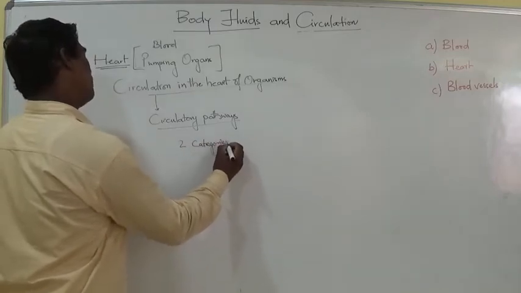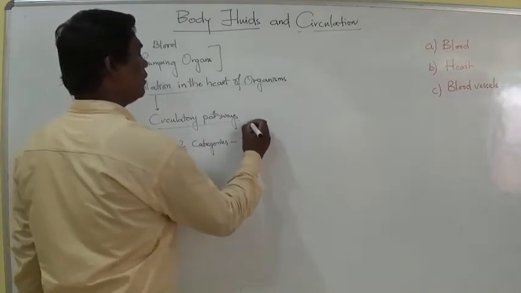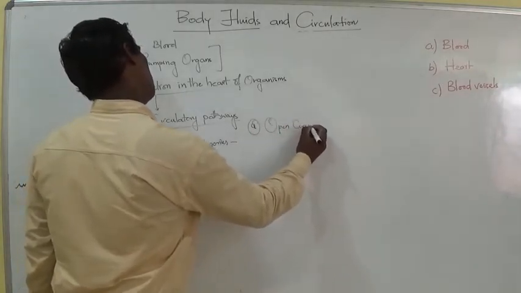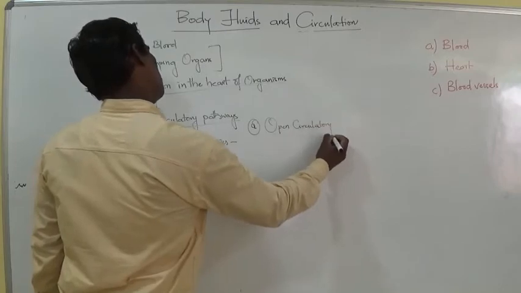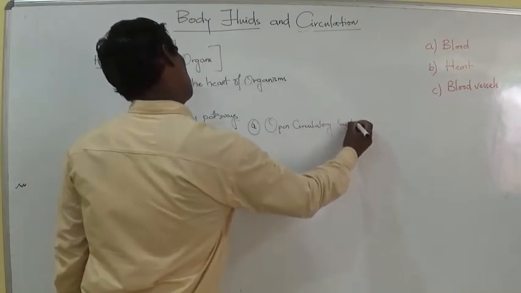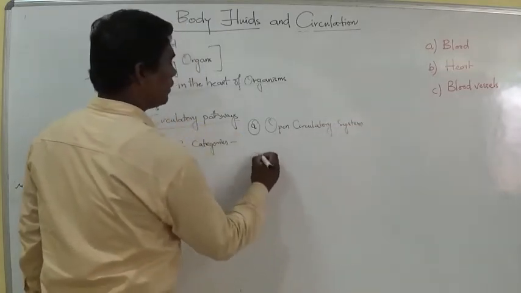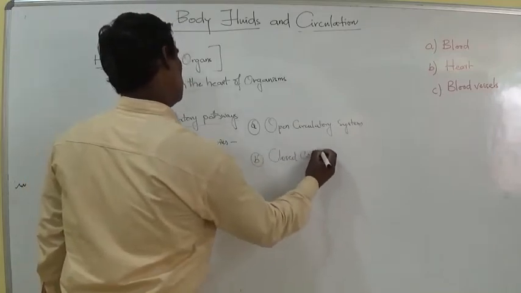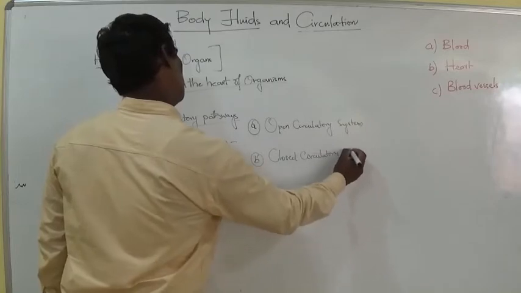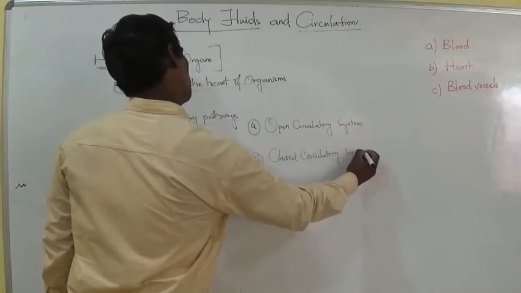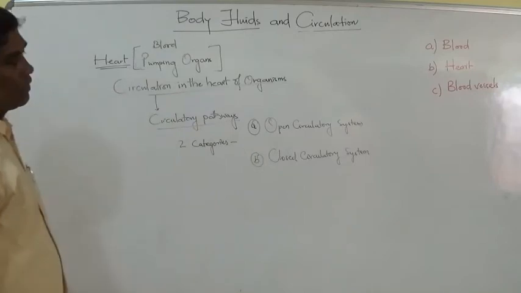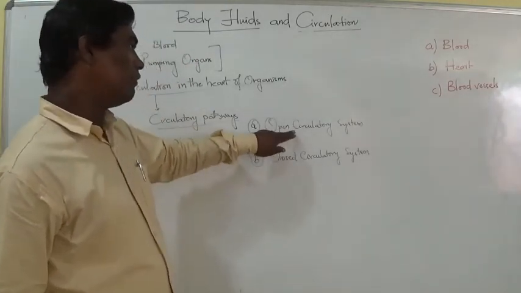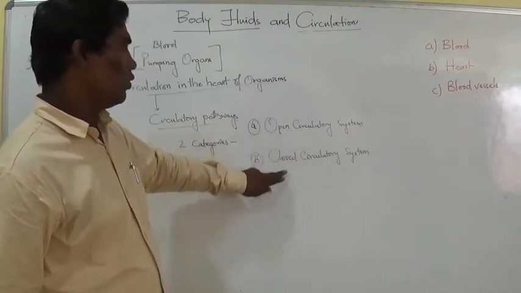of circulatory pathways. One, open circulatory system, and B, closed circulatory system. Open circulatory system and closed circulatory system. So what is the difference between the circulatory pathways, which are usually called open and closed?